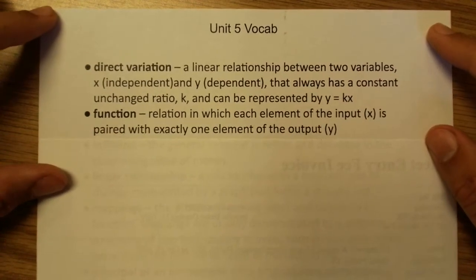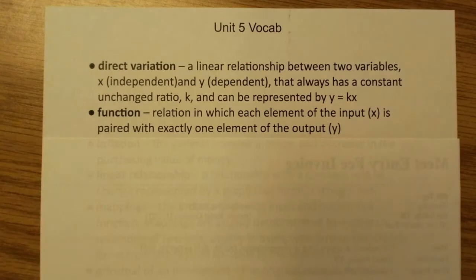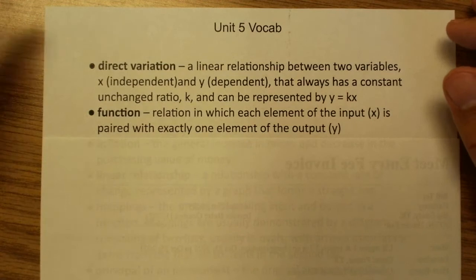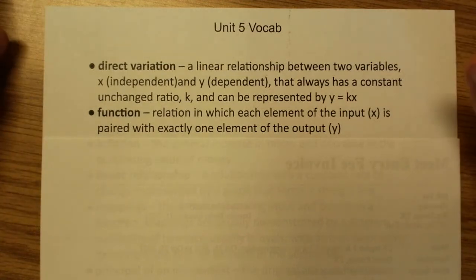Okay, the second word is function. A function is a relation in which each element of the input, x, is paired with exactly one element of the output, or y. So a function is a relation where one x is paired with one y. An x value is only paired with one y value. You can't have multiple y values or multiple x's with the y. It's one x with one y value.